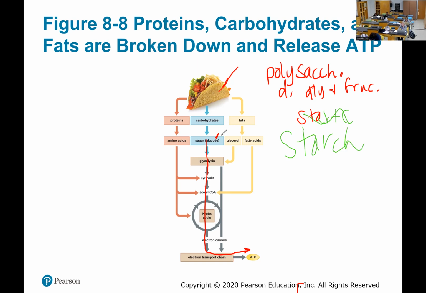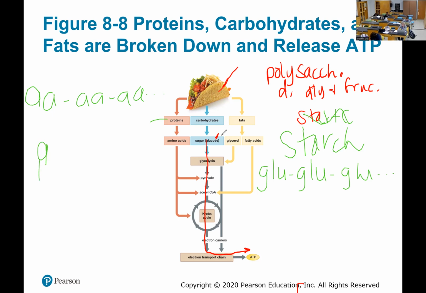Okay, so starch, remember, is a big long chain. It's a polysaccharide with a whole bunch of glucose molecules, like hundreds or thousands. This takes us back to our biomolecules. Proteins, remember, are chains of amino acids. Amino acids are the monomers, the protein would be the polymer. Fats are a triglyceride where we have the glycerol and the 3 fatty acid chains that attach to it. Hopefully this brings back memories from chapter 3.